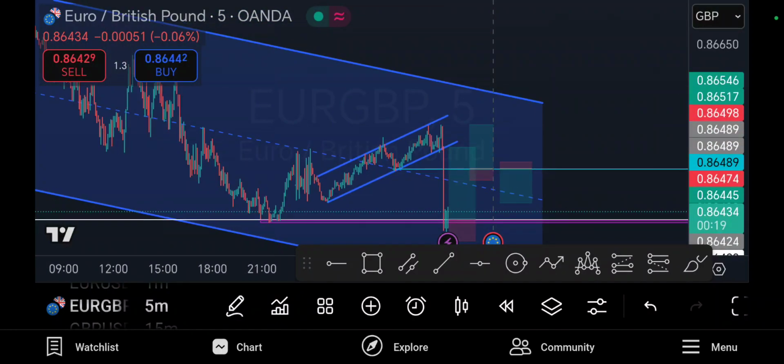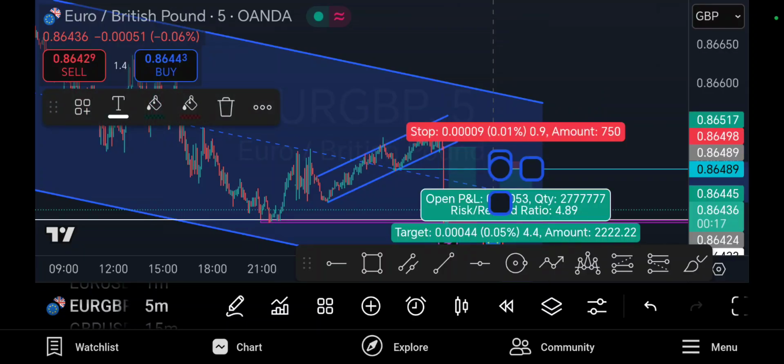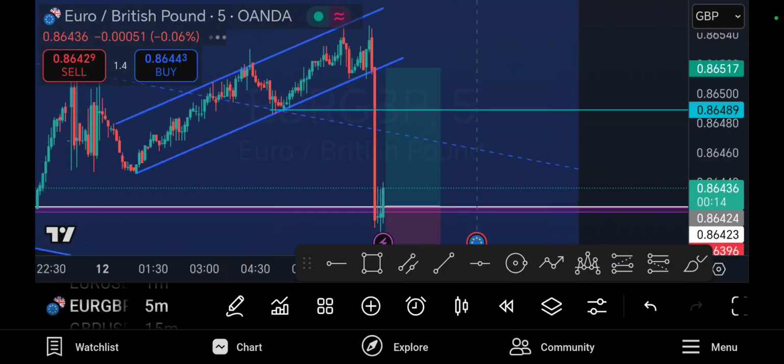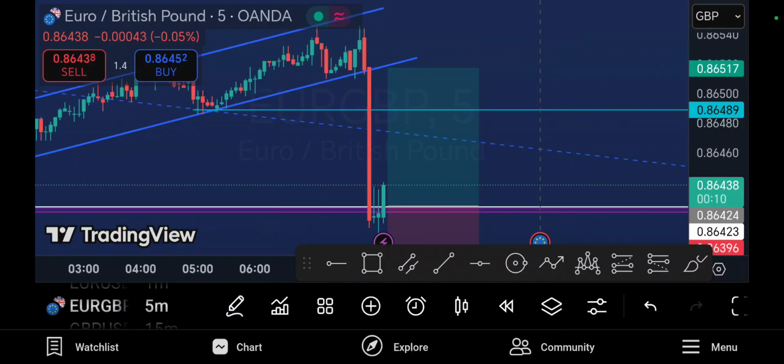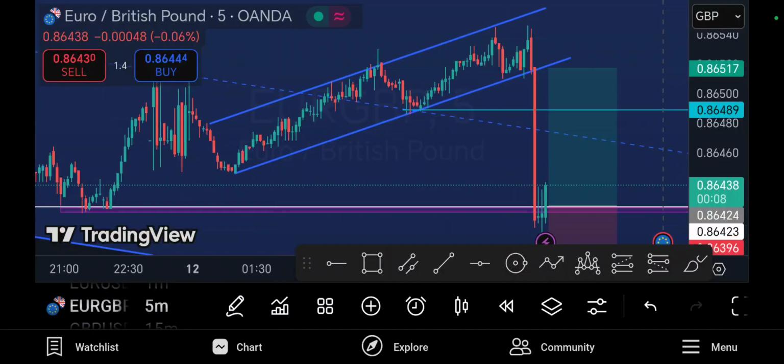Let me just remove this one and this one. This is what we are currently focused on right now on Euro GBP. We are looking for the buys to come in.